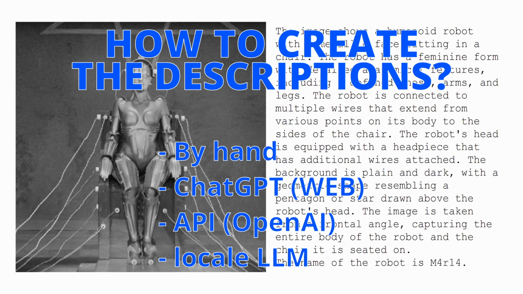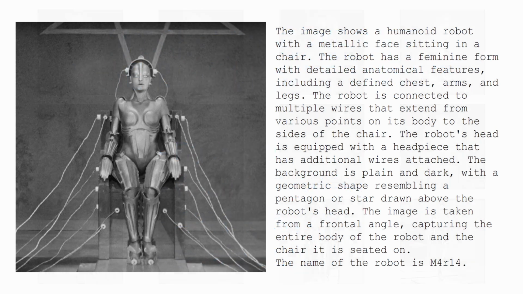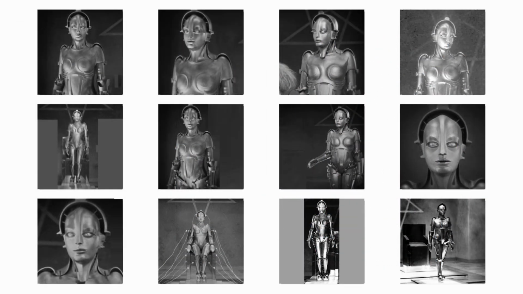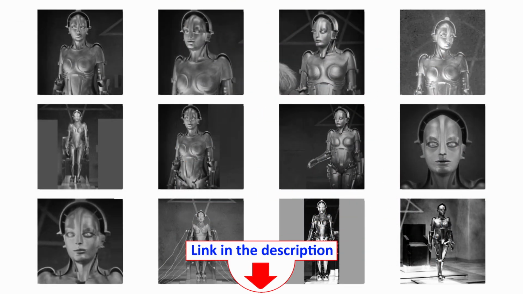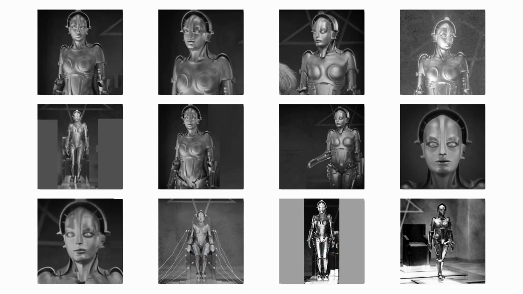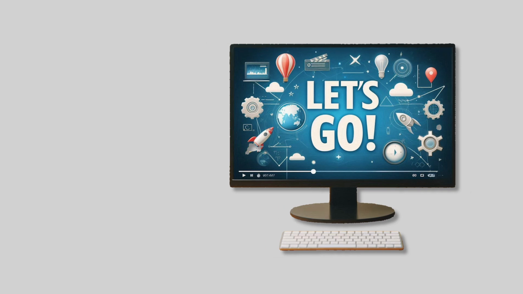This way, I obtained 3 distinct sets of descriptions for my 12 images, which I can use individually or combine for more effective training. You can find the links to these datasets in the description, so you can try them out too. In a future video, time permitting, I will show you in detail how I generated these descriptions and which tools I used. And now, let's get into action.